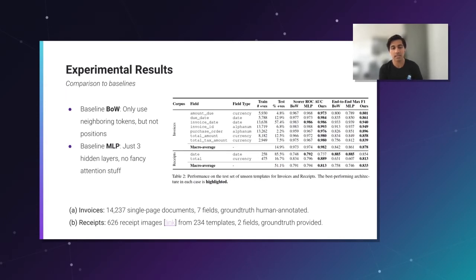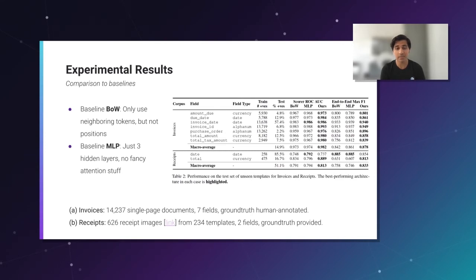The invoice data set consists of 14,000 single page documents. They're extracting 7 fields, and all the information is in that table at the right. And the ground truth is human annotated. I don't think they provide this data set to the public, but they ask human labelers to label all possible instances of the amount due, the due date, the invoice date, etc.